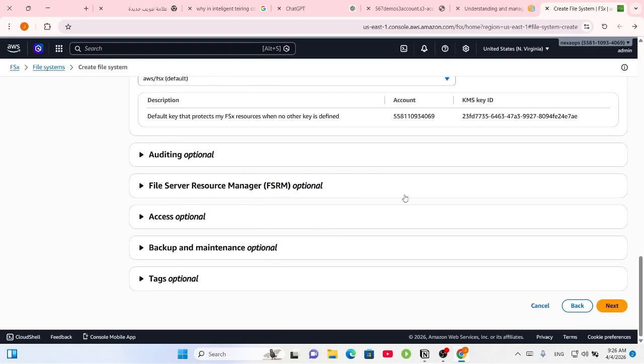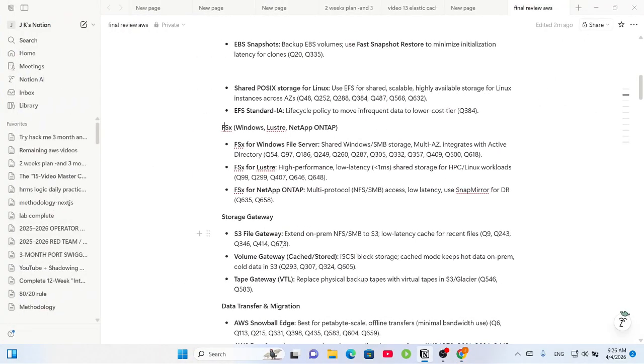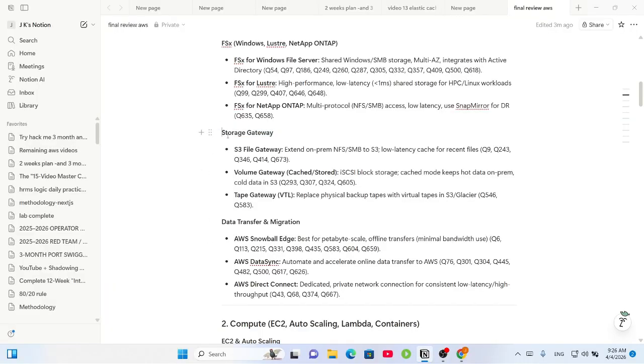Yeah, so this is the idea of FSx. Just understanding the concept would be useful. And we have Storage Gateway. Storage Gateway is basically S3 File Gateway, which extends on-premises NFS and SMB to S3. Yeah, we've talked about File Gateway. It extends the on-premises NFS and SMB to S3. Let's say you want low latency cache for recent files. That's the benefit of S3 File Gateway.